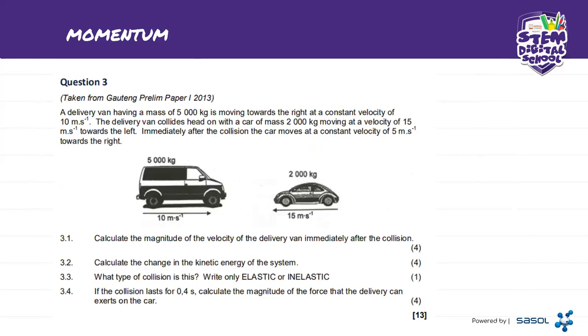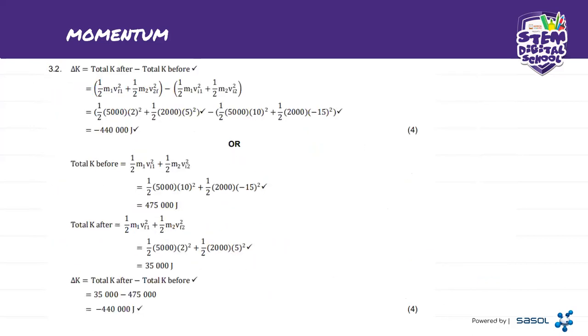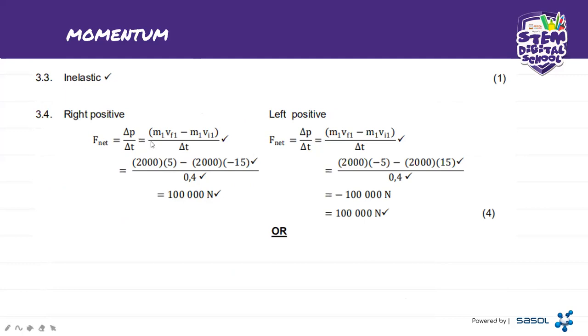Yes, because here they're looking for the delivery van. Okay, so it's this one right here that we are looking for. Okay, so we're looking for the force that acts on the car. So that's why we're using m1. The change in momentum is m1 vf1 minus m1 vi1, final minus initial, divided by the change in time, which was given to us already, and that is 0.4, and our answer becomes 100 newtons.